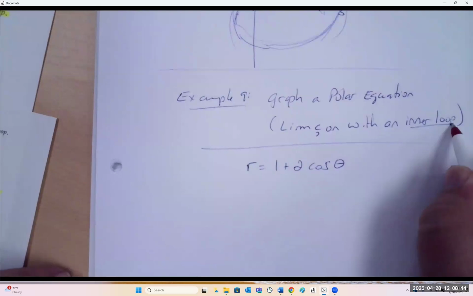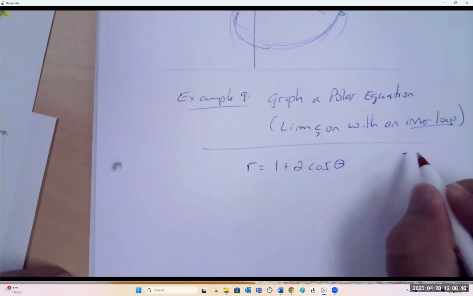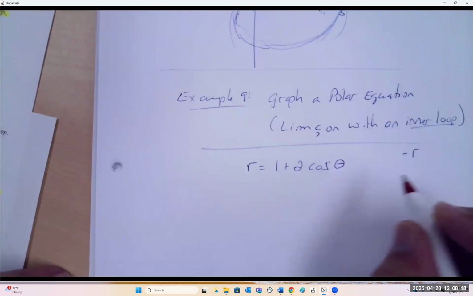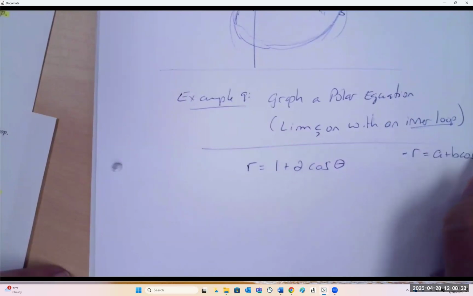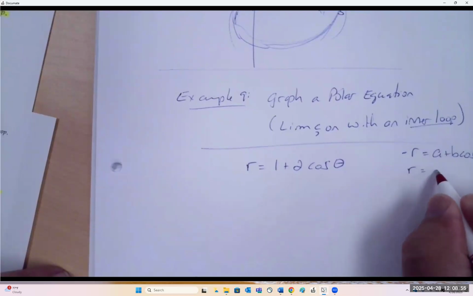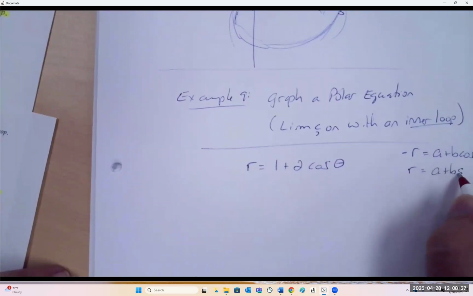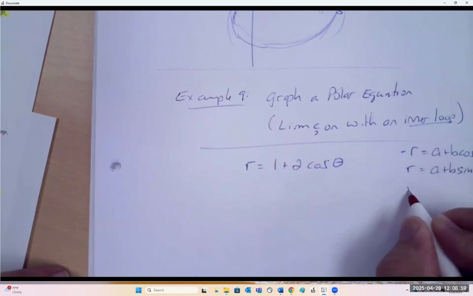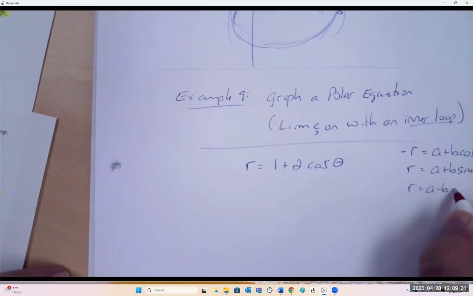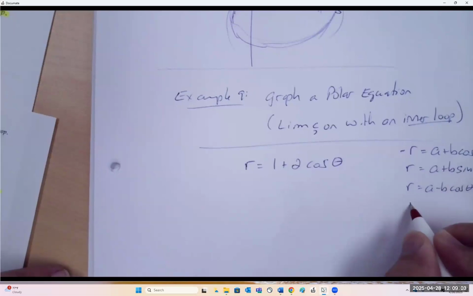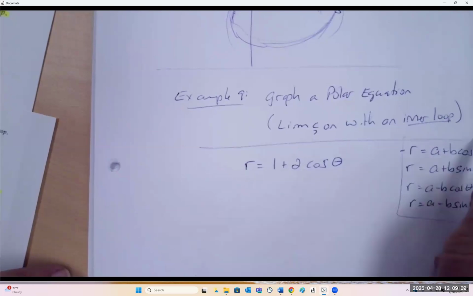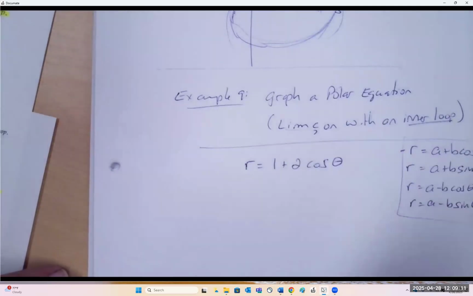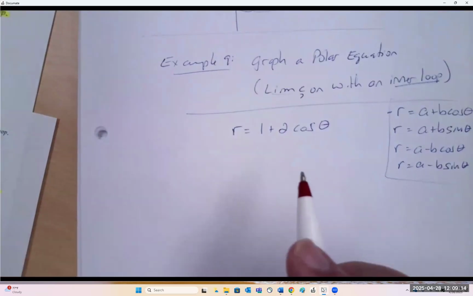Okay, now since it's an inner loop: a plus b cosine theta, a plus b sine theta, a minus b cosine theta, a minus b sine theta. Those are the forms with inner loops.